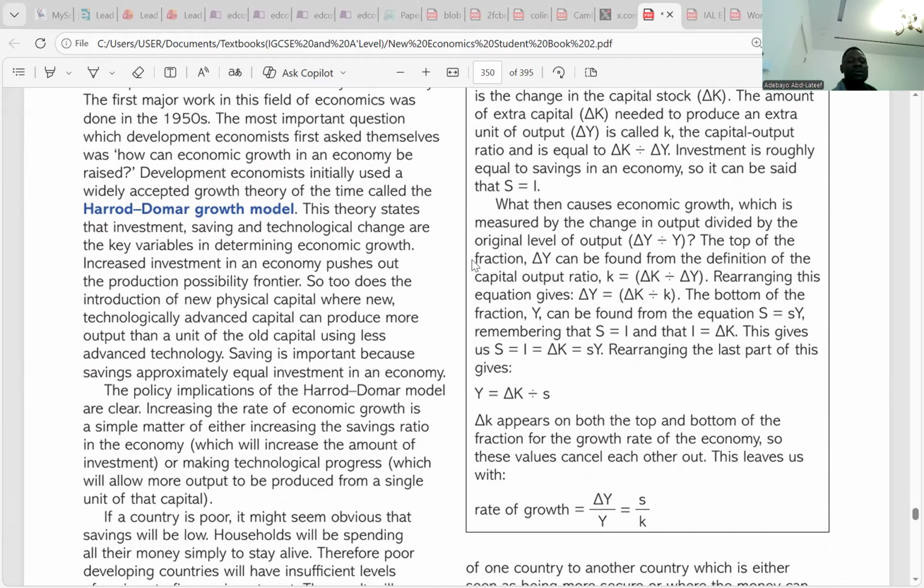So without investment, savings come even before investment. Savings allow you to accumulate enough funds for investment. And when you are investing, you might as well invest in capital goods that will increase your output. So that is what the Harrod-Domar growth model is talking about. You save, you invest, then you can increase your output. I think it's clear.